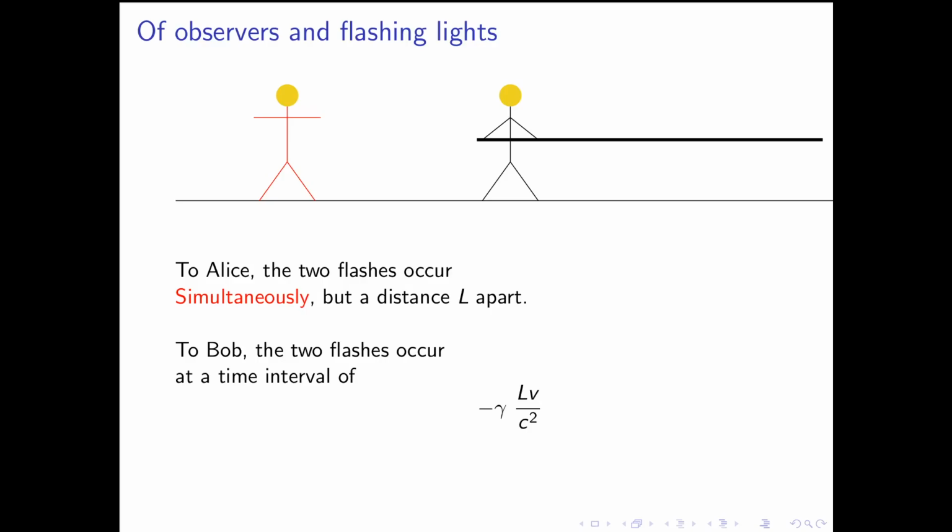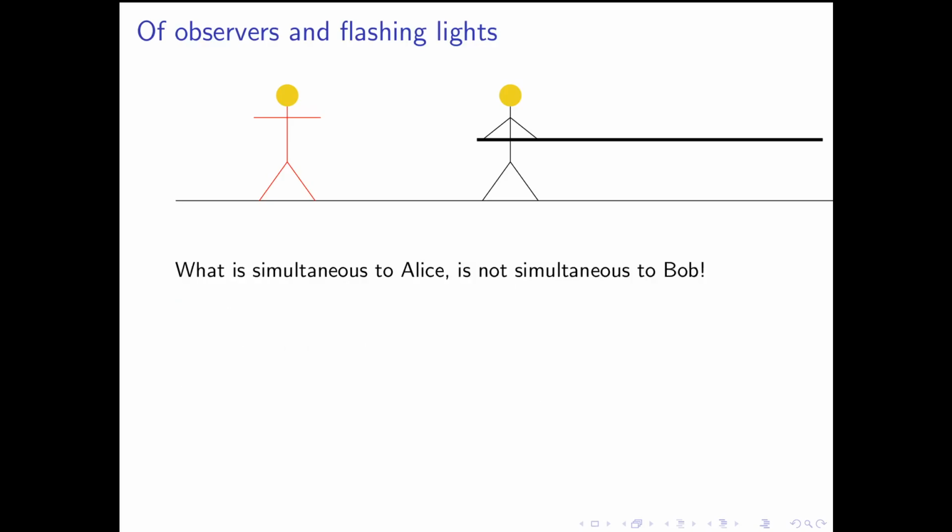Let us now go back to what prompted us to look at relativity of simultaneity here. That is the question of the car and the garage. The question of whether it fits or does not fit. But let me just point out once again, what is important is what is simultaneous to Alice is not simultaneous to Bob. And simultaneity is relative.